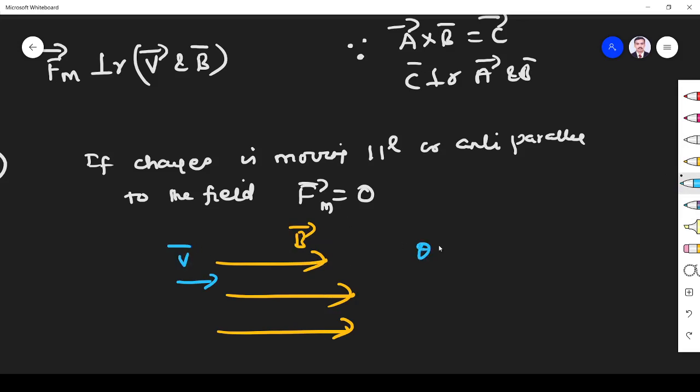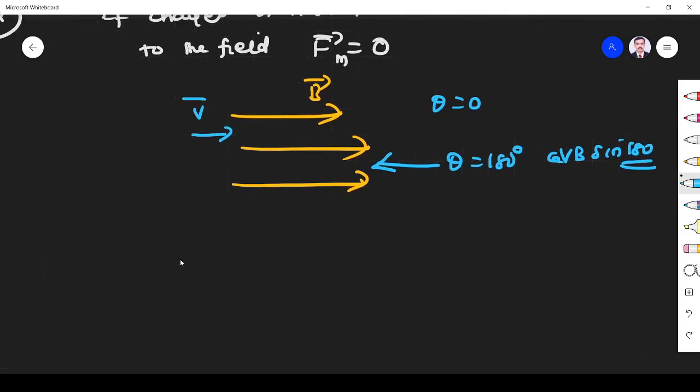Just now we saw, theta is equal to 0. Suppose my charge moves opposite, anti-parallel. Opposite to that, what is the angle? Theta is equal to 180 degrees. Again, F is equal to QvB sin 180. Sin 180 is also 0. So if the charge is moving parallel or anti-parallel to the field, the magnetic force is 0. Very, very important point.